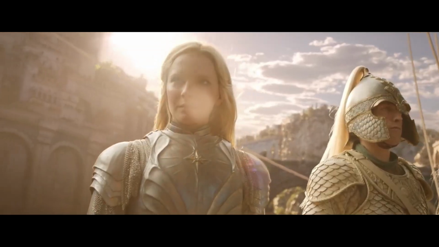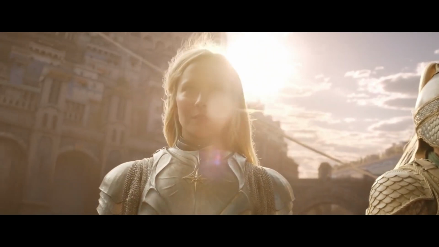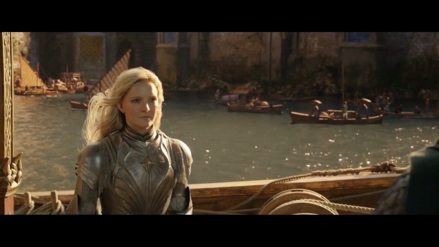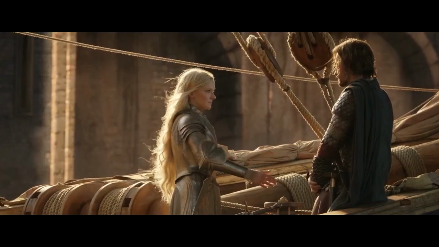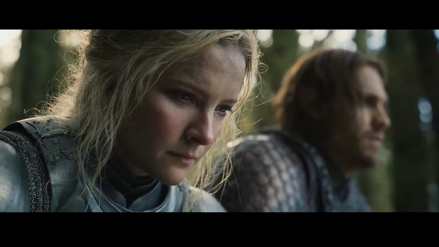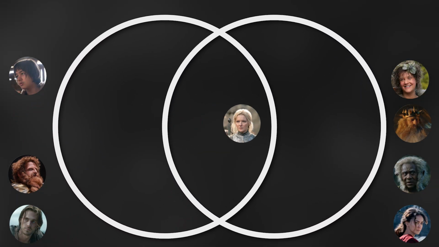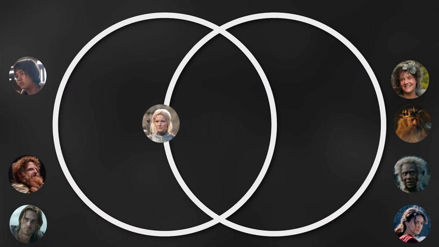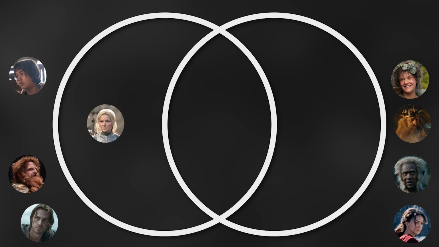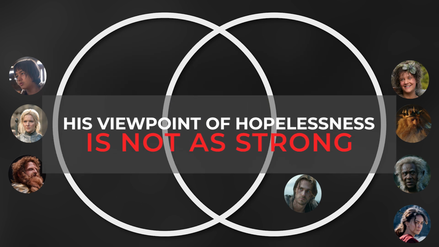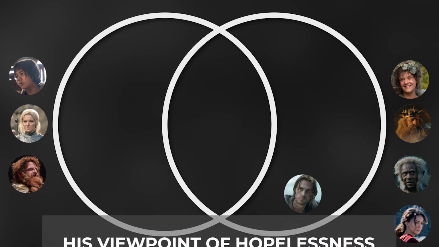Galadriel then goes on to describe how she was betrayed and exiled because her fellow elves can no longer distinguish her from evil. Unlike the characters we discussed in Jackson's films, Galadriel keeps fighting not because of hope, but out of vengeance. She simply fights to get revenge for her brother's death. It's therefore difficult to place her on one side or the other of the thematic argument, thus giving less credence to Halbrand's viewpoint. His viewpoint of hopelessness is not as strong as it could be because Galadriel doesn't challenge it in any clear way.